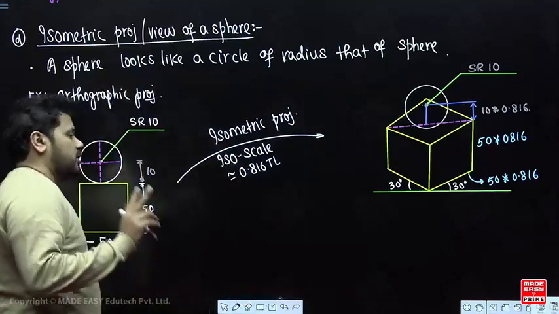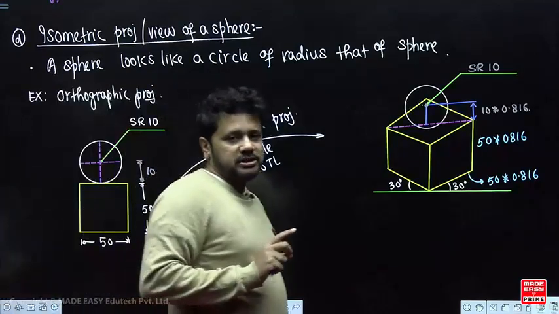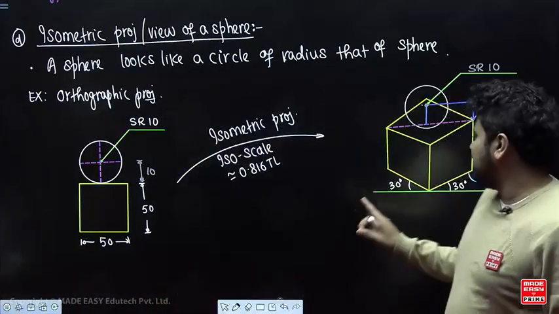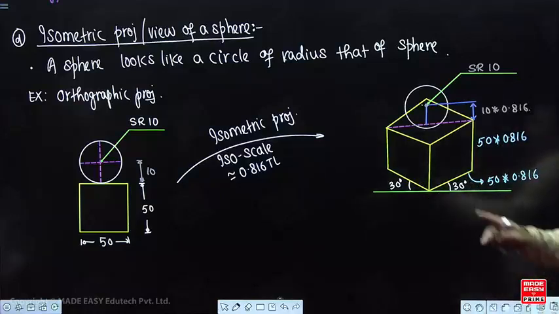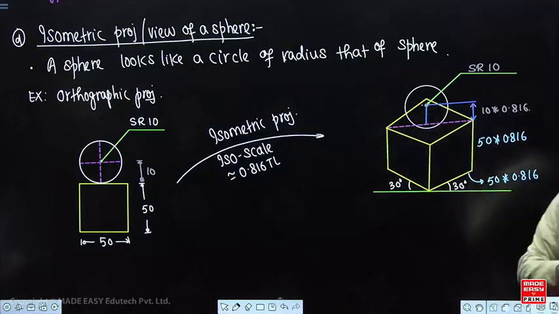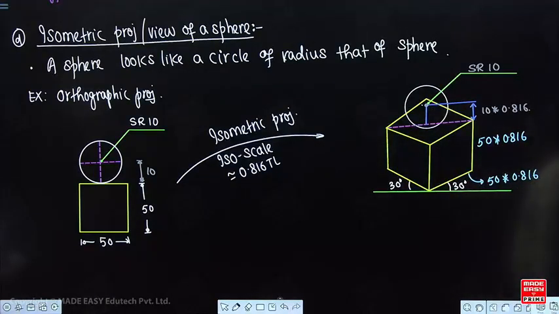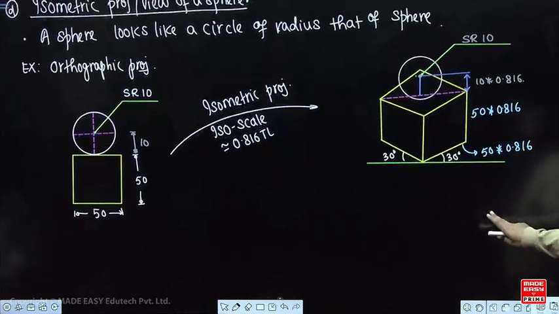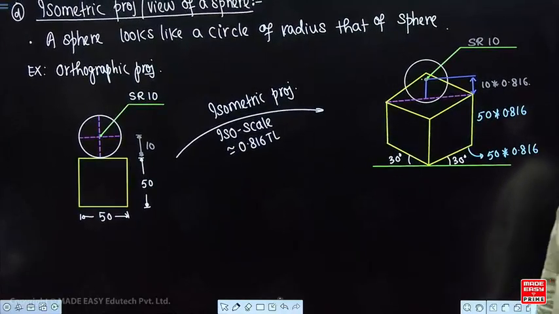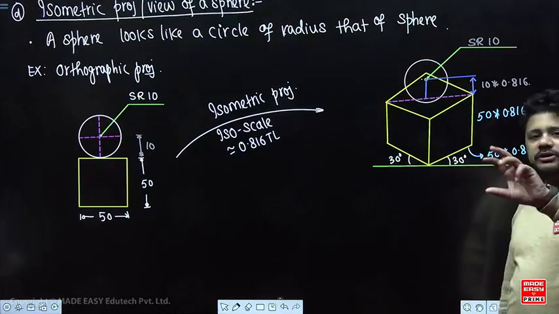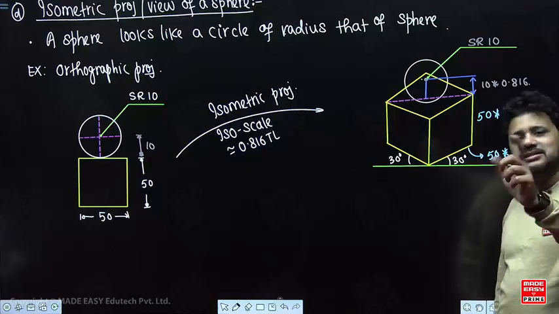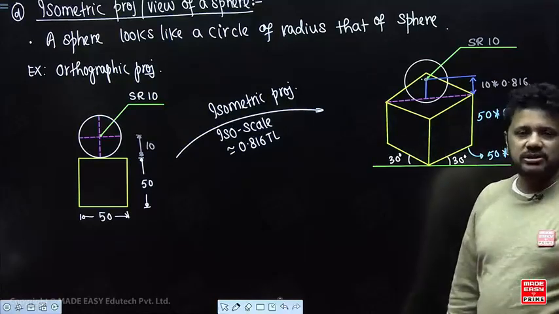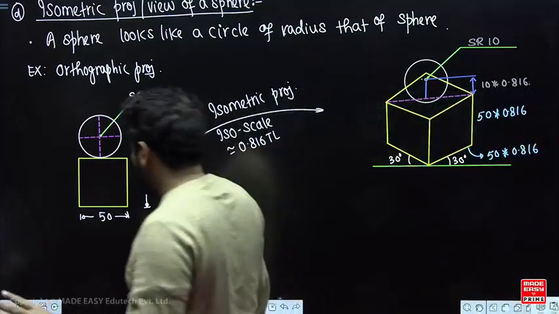So two important points. First, isometric projection is drawn on the iso scale of 0.816. Second, the sphere will look as it is in the isometric projection. There will be no change in the shape and size of the sphere, because the sphere, if you tilt it anyways, it will look like a circle of its own radius. There is no doubt about it. I hope it is clear.